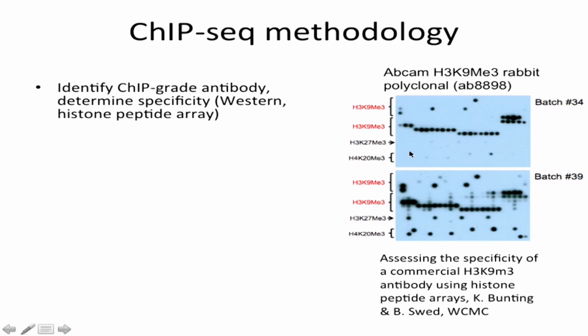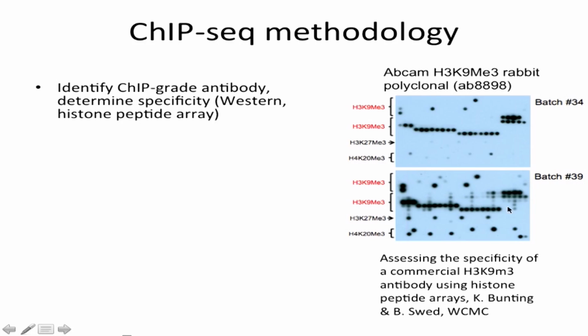As you can see, each line here corresponds to a different histone modification. These are the K9 trimethylation peptides, and these are some of the other peptides on the array. In this particular batch, the antibody is only binding to the K9 trimethylation dots, wells if you want. But another batch of the same antibody, again from the same company, is actually recognizing a whole bunch of additional histone modifications. So it's recognizing multiple histone modifications, not only K9 trimethylation.